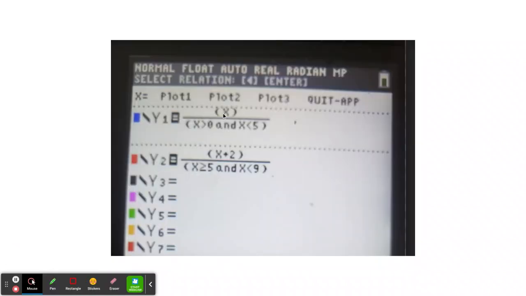So again, we put in x, and I put them in parentheses. You can try them without parentheses if you want to play around with it. And then the condition was that x is greater than 0. And then you put in, again, second math, scroll to logic, and x is less than 5. Be careful on the signs. Sometimes you can get the signs mixed up. And then you go to the second one and do the exact same thing. x plus 2 if, and of course, x is greater than or equal to 5. Be careful with that. And x is less than 9.